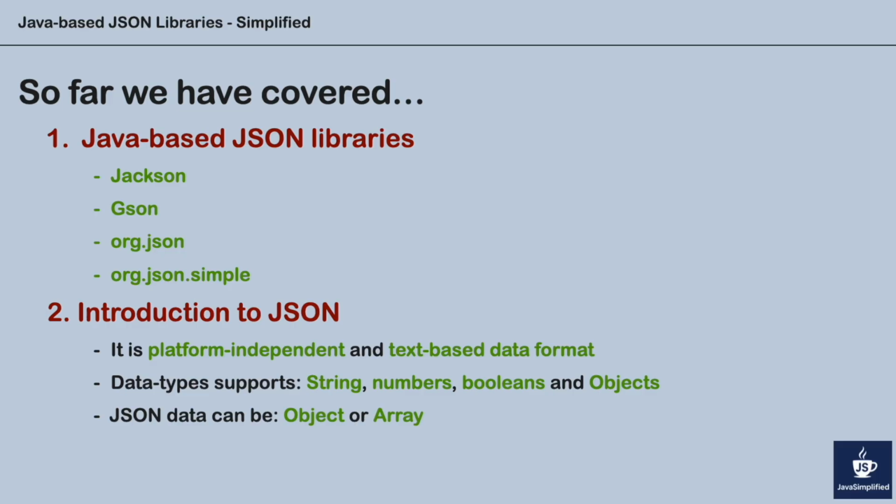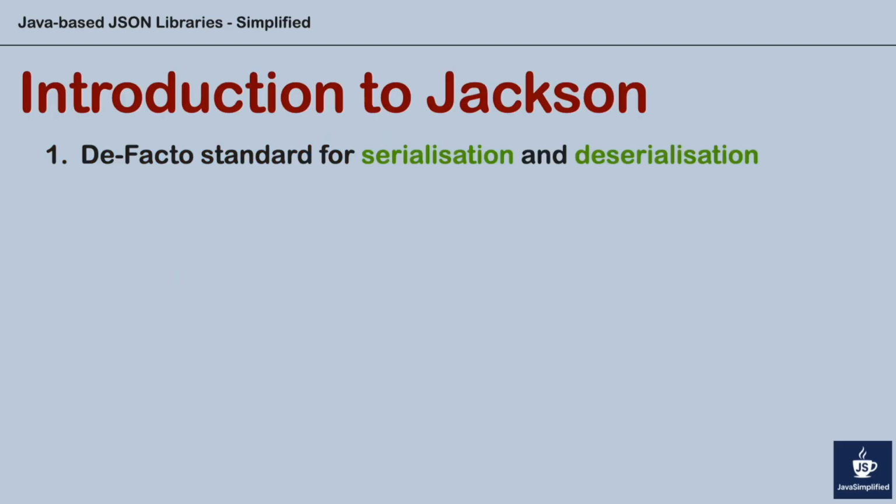In the second video, we also learned about the features of JSON and what data types a JSON can hold, and JSON data can be in the form of object and array. Now, in this video, I will be introducing the Jackson library.